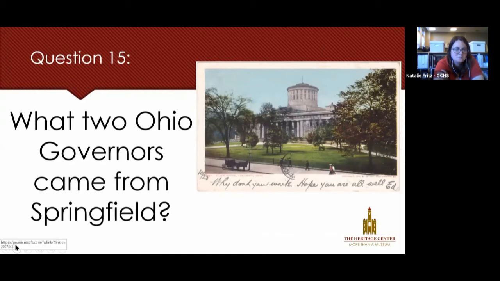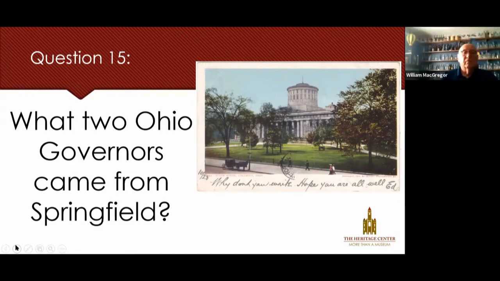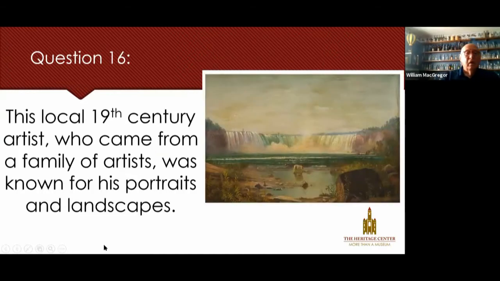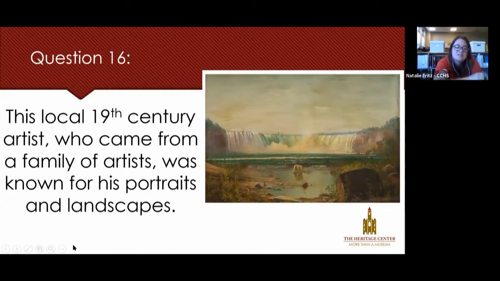Question 15. What two Ohio governors came from Springfield? Meaning they didn't have to have been born in Springfield, but they lived a good chunk of their lives in Springfield. Question 16, this local 19th century artist, who came from a family of artists, was known for his portraits and landscapes. We've got an example here of Niagara Falls.